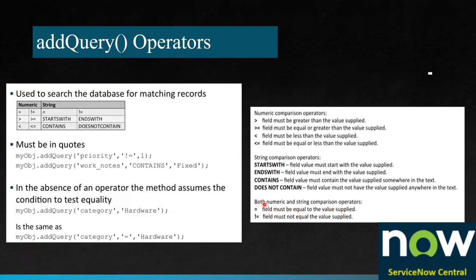And then for numeric comparison and for comparison of two strings, what you can do is use equal to, not equal to. Let's say state is equal to 3, state is equal to new, or state is not equal to in progress. These are the multiple operators which are available within ServiceNow, and you can utilize them to write your glide code.